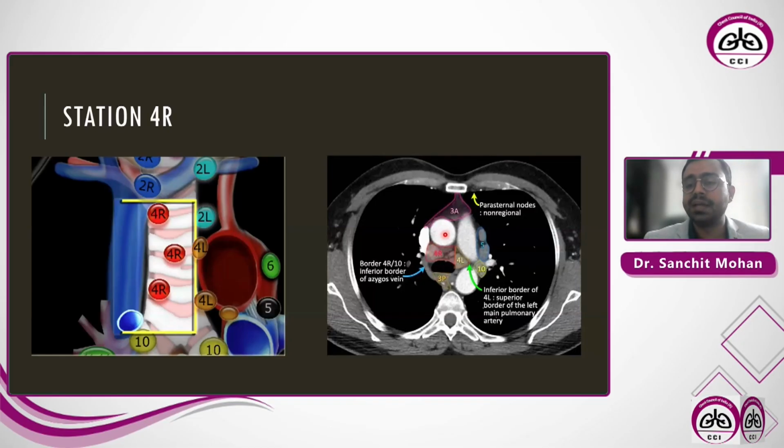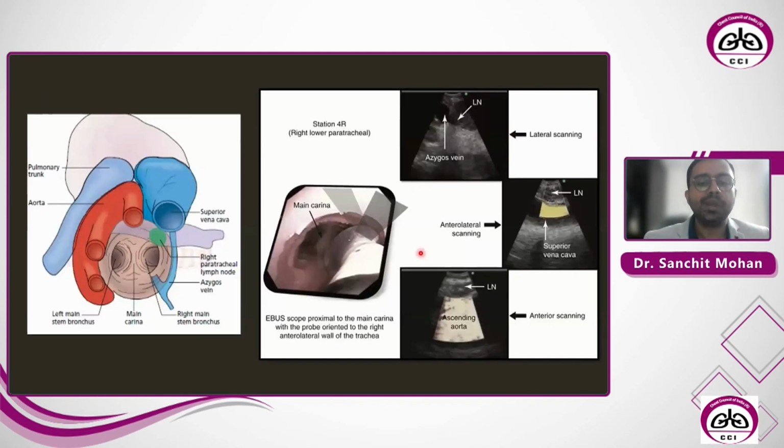This is the ascending aorta, this is the descending aorta, this is the superior vena cava, and this is the azygous vein draining into the superior vena cava. So going into the endoscopic view of station 4R, this is a diagrammatic representation of the same. This is the image showing carina. Your EBUS probe is just above the carina facing 12 o'clock position.